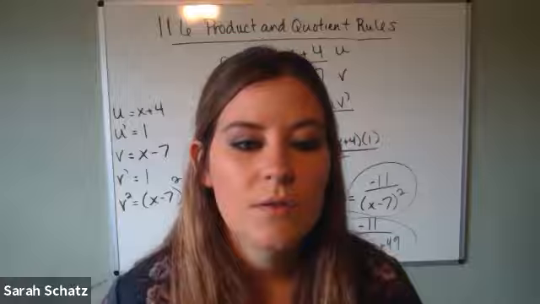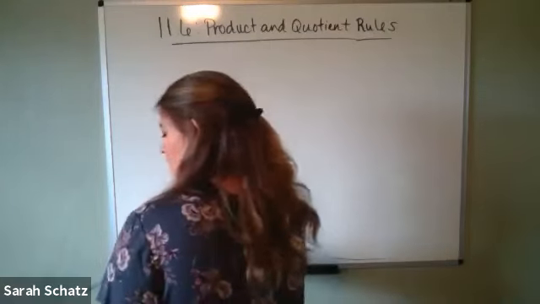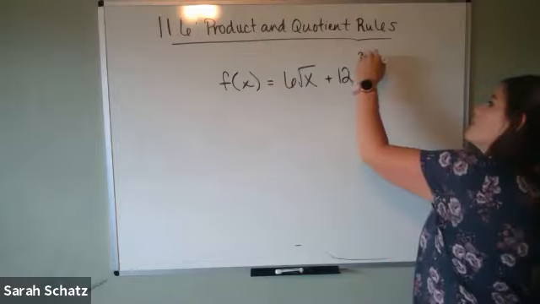Can you help me with one of the problems from the homework? Sure. Okay, so it was f of x equals 6 square root of x plus 12x to the 3/4. And it's wanting to find the derivative of it.